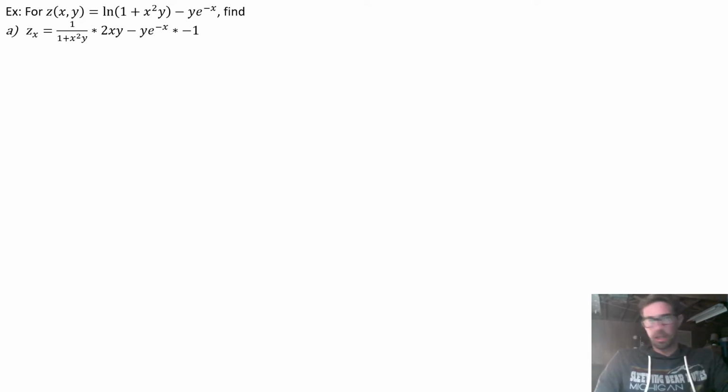And then you can clean that up. I guess you don't have to, but I'm going to. It's 2xy over 1 plus x squared y plus, all that happens there is the negative signs cancel out, plus y e to the negative x. Okay, so that's the partial. It's called a partial of z with respect to x. Let's do y.